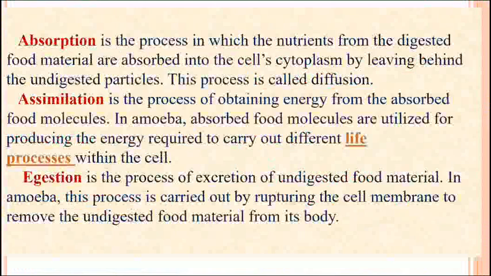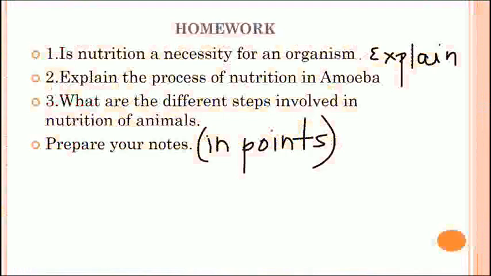Next is assimilation. Now the digested food components are soluble and can be easily diffused into the cytoplasm, passing through the membrane of the food vacuole. It is then utilized by the cell to carry out the different life processes. That means the absorbed food materials are then converted into the various constituents of the protoplasm, including the food reserve, whatever the requirement is for that organism.